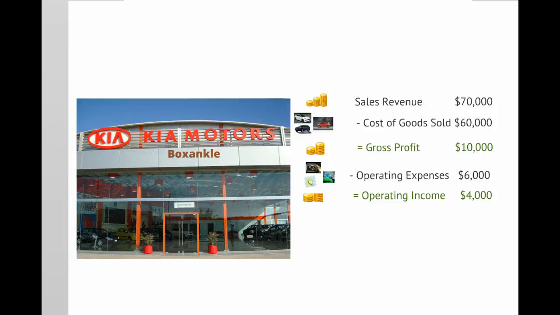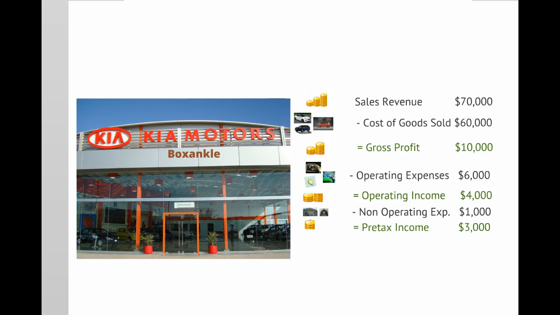All right. Well, a business may have expenses that don't have to do with their operations, that don't have to do with selling cars, for example. Boxankle Kia may have a bank loan that they have to pay interest on. They may have to pay real estate taxes on their dealership. These have nothing to do with selling cars. They have nothing to do with the actual operations of the business, but they have to be paid. And we call these non-operating expenses. In this case, they're $1,000 for the month. And subtracting those out comes to pre-tax income of $3,000.